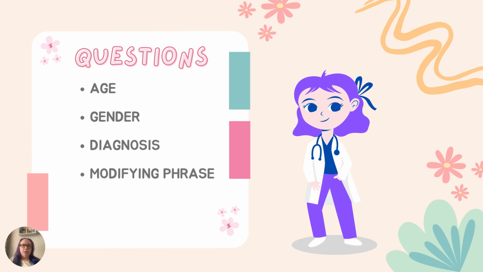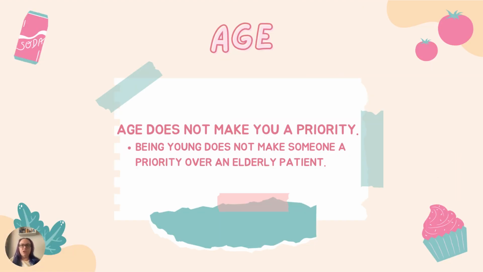First, the questions or the scenarios, the answers most of the time are broken down into four parts. It's going to give you an age, a gender, a diagnosis, and a modifying phrase. Some of these we care about and some of them we don't. First of all, age. Age does not make you a priority. Being young does not make you a priority over an elderly patient.